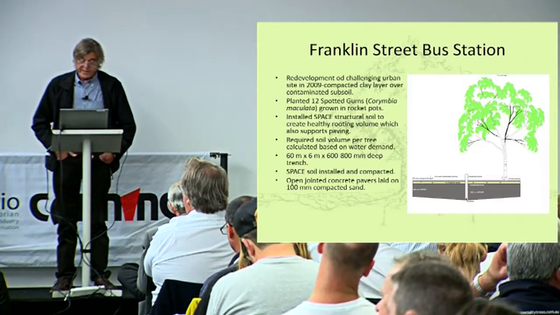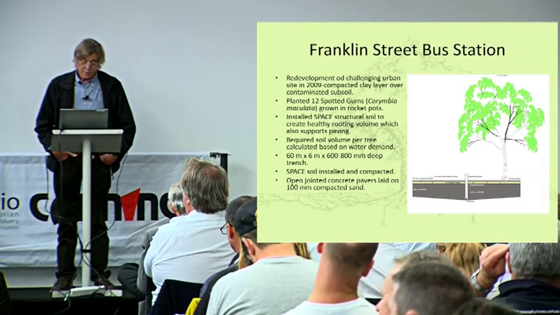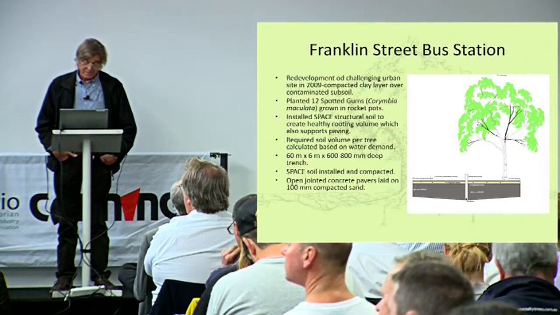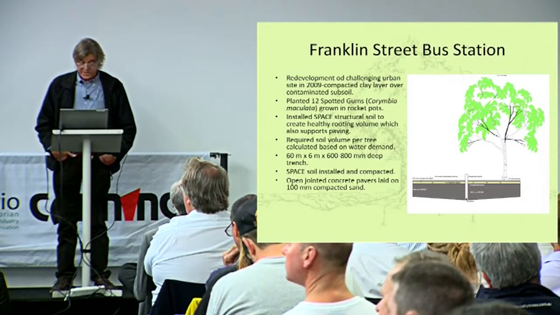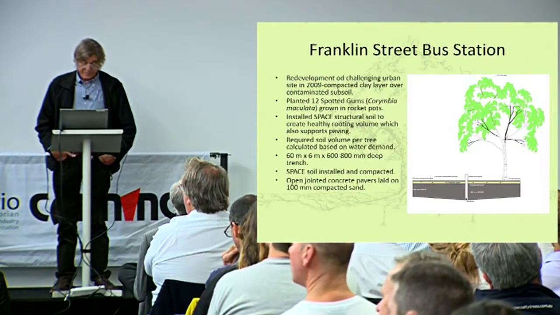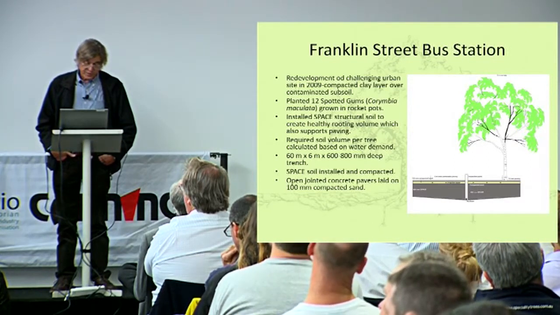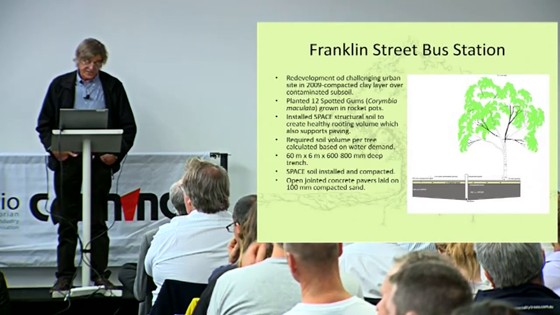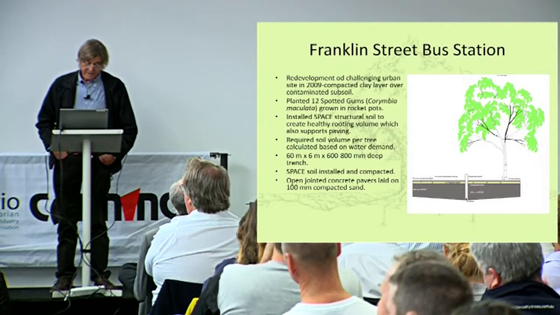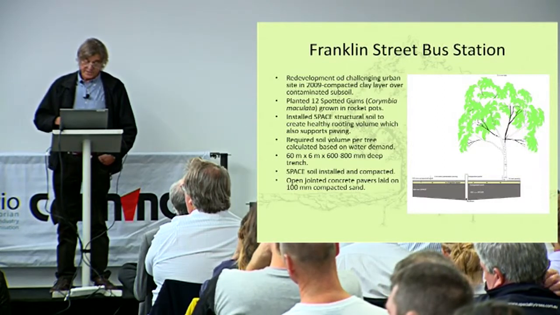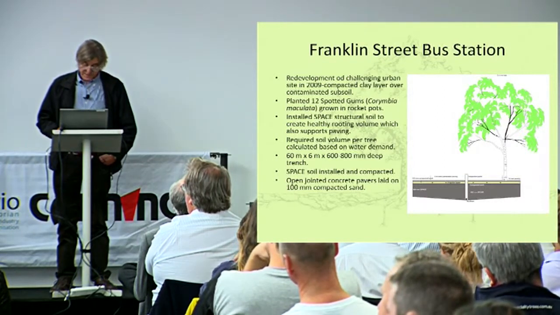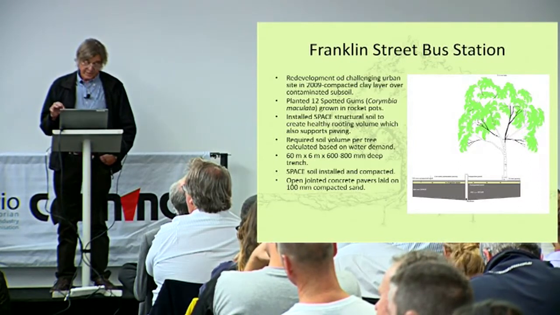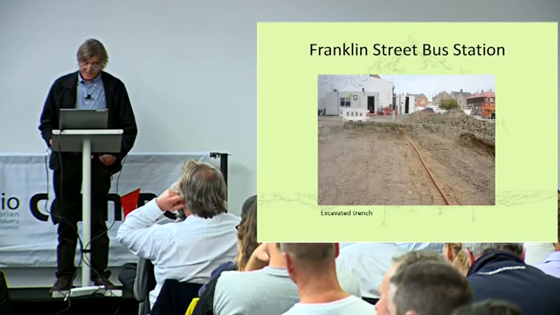An example is the Franklin Street bus station, which was done about 5 years ago. It was a challenging urban site where they wanted to plant trees in a very hostile environment. 12 spotted gums were planted in a large tree pit, which was actually 60 metres long by 6 metres wide and varied from 600 to 800 millimetres in depth. This is filled with space soil and paved over with open jointed pavers. Here are some images of that.